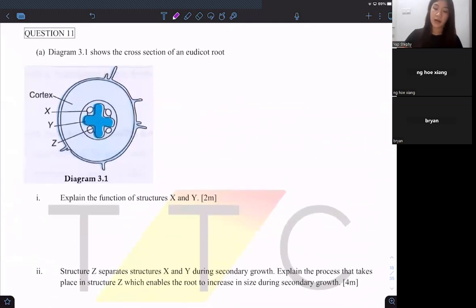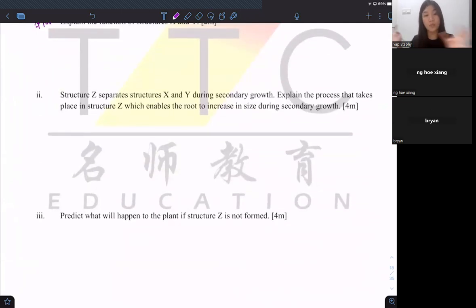For this, the diagram below shows the cross section of a eudicot root. Explain the function of structures X and Y. This one you can do at home as homework. X is the phloem, and Y is the xylem. You compulsorily must know their functions already. We will focus on the growth process.